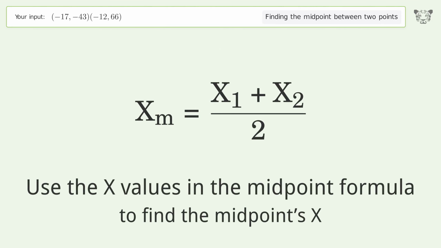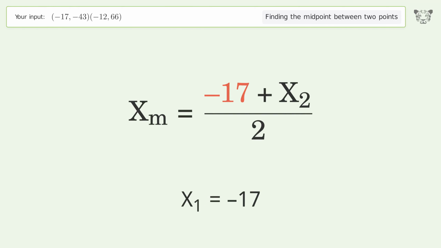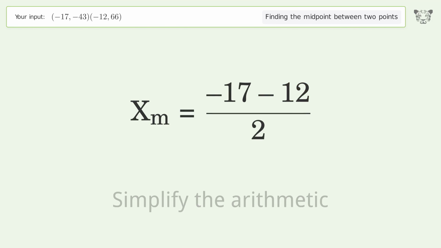Use the x values in the midpoint formula to find the midpoint's x. x1 equals negative 17. x2 equals negative 12. Simplify the arithmetic.